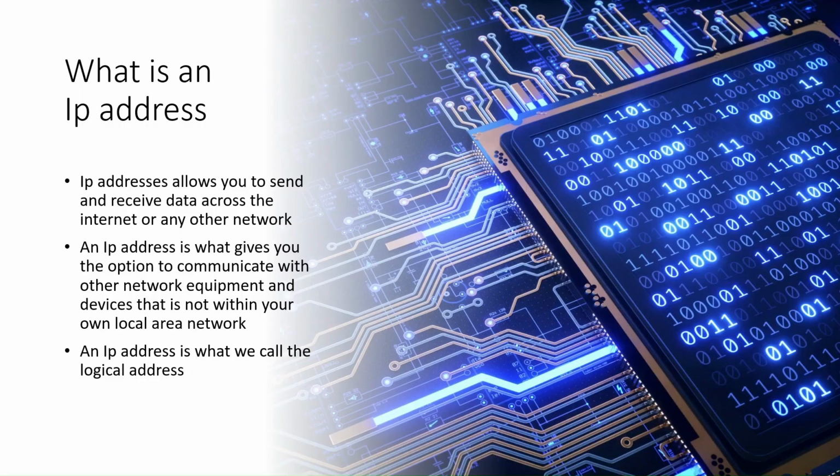So moving on to what is an IP address. An IP address allows you to send and receive data across the internet or any other local area network that uses the IP protocol. That means an IP address is what gives you the option to communicate with other network equipment and devices that are not within your own local area network. So an IP address is an essential thing for enabling communication between devices across multiple networks, so you're not stuck communicating only within the local area network that you are situated in. The IP address is what we can call the logical address.